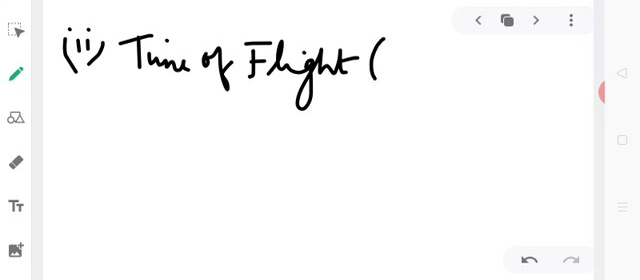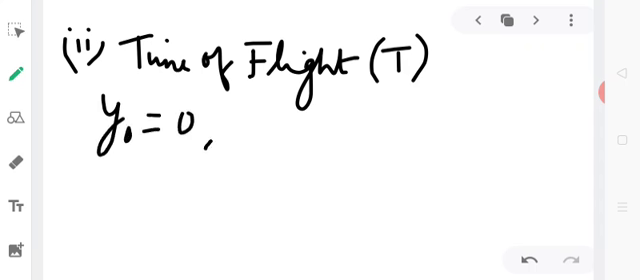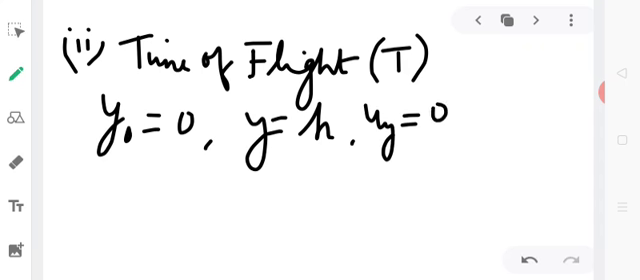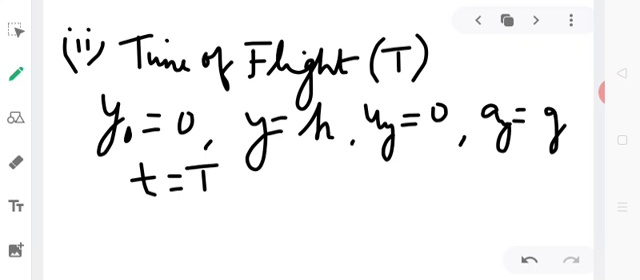Let it be denoted by t. If h is the vertical height of point of projection O from C, taking vertical downward motion of object from O to C, that is along OY direction, we have y0 equal to 0. The height we have just now assumed as h. uy is equal to 0, ay is equal to g, and for time we have assumed it as t.